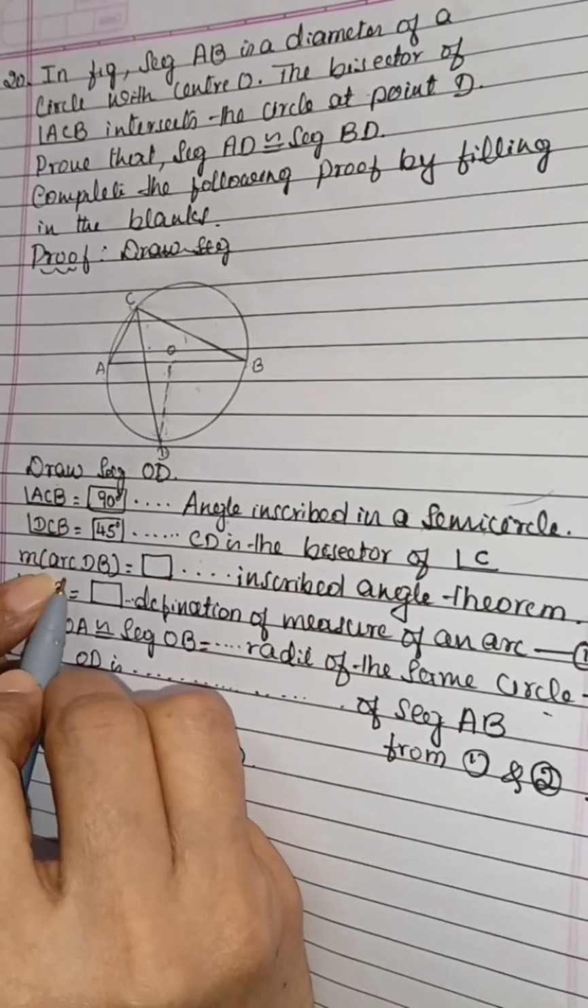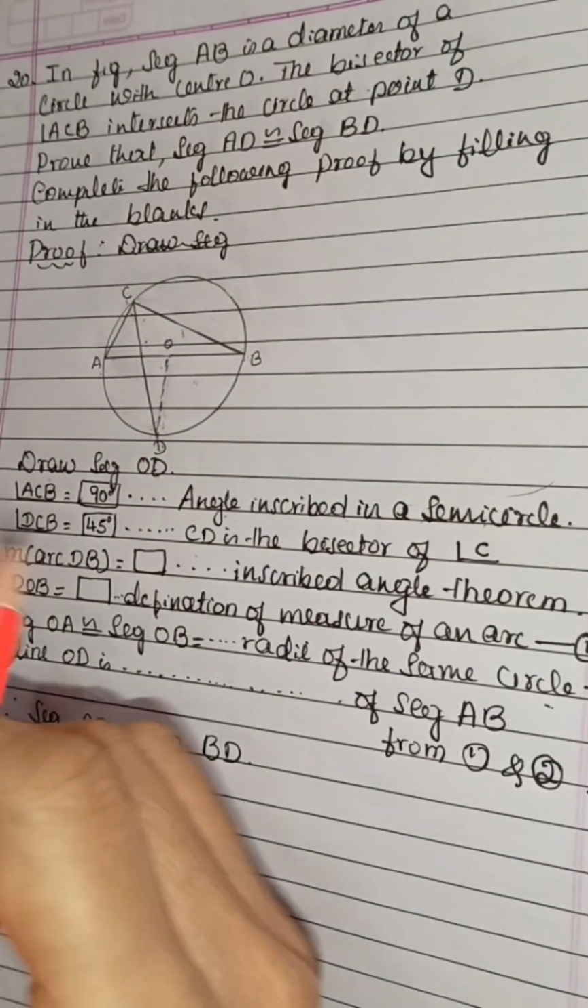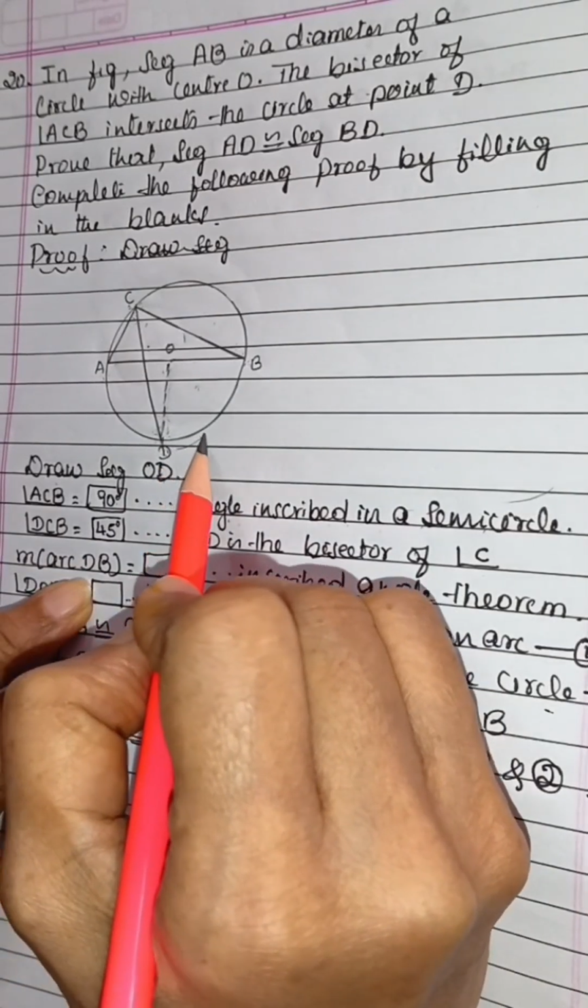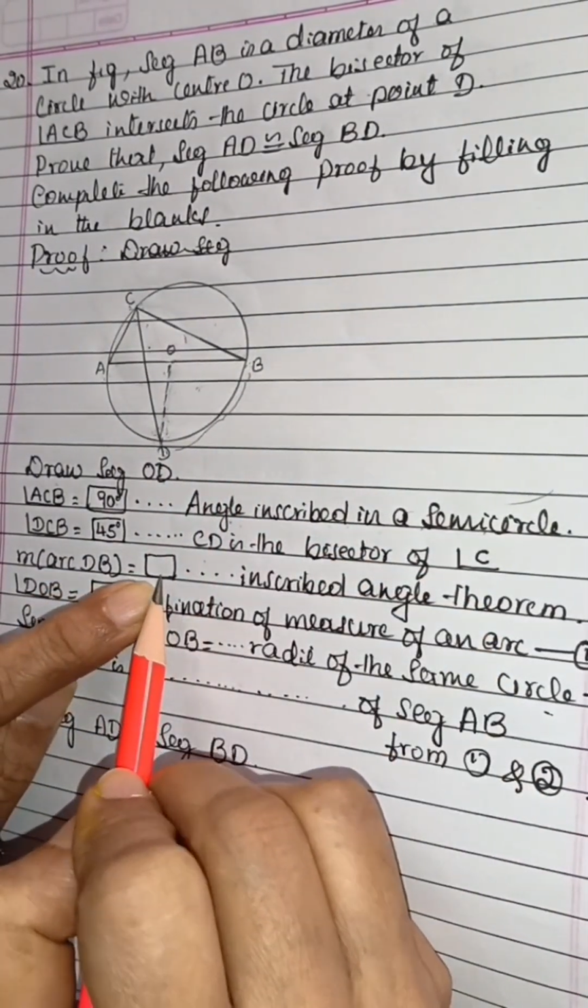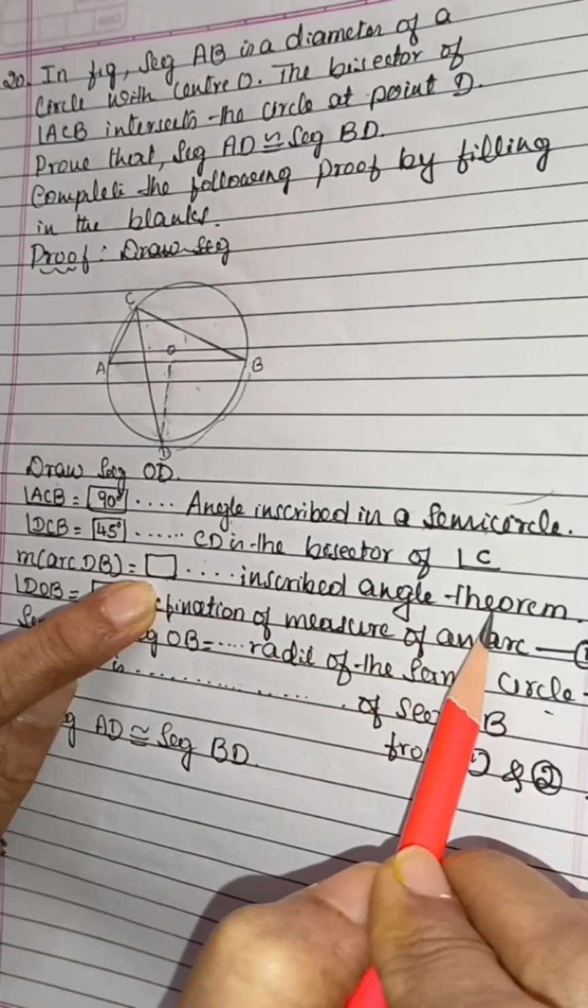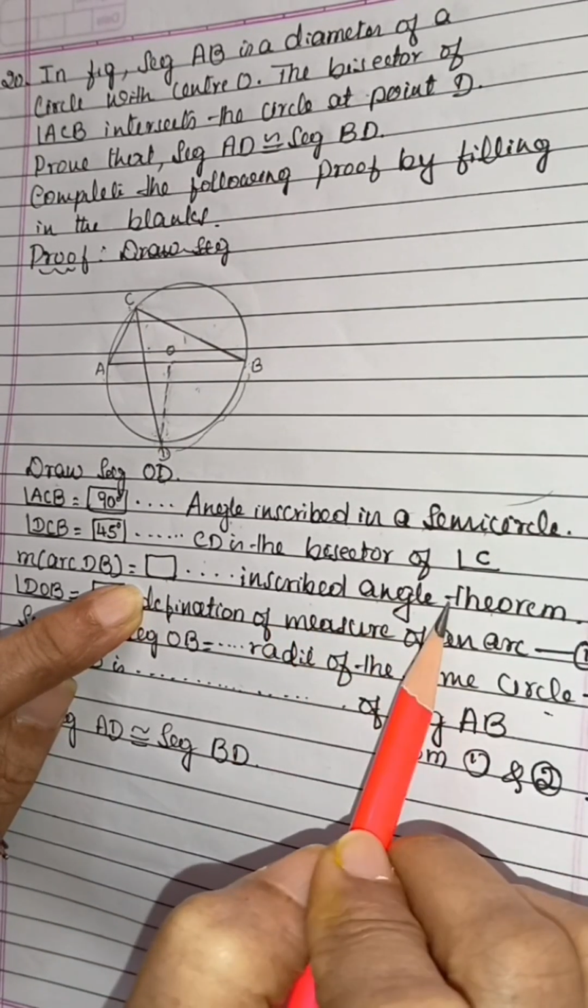Okay. Now third one, measure of arc DB. This measure we have to write, DB. You have to fill in the blank. Inscribed angle theorem. Do you remember the inscribed angle theorem? What does the inscribed angle theorem say?